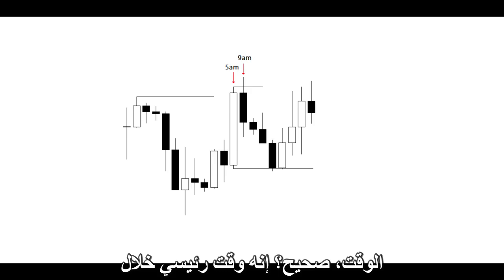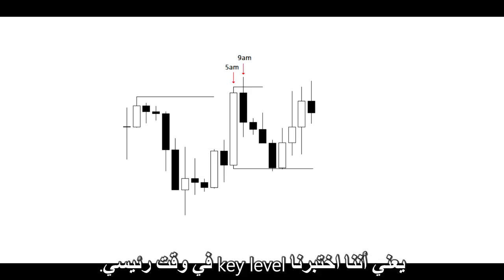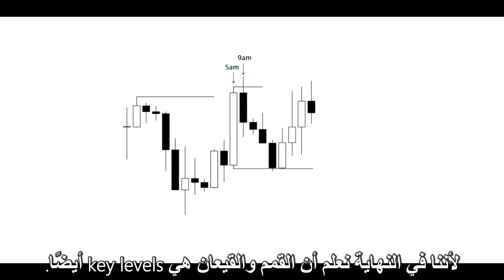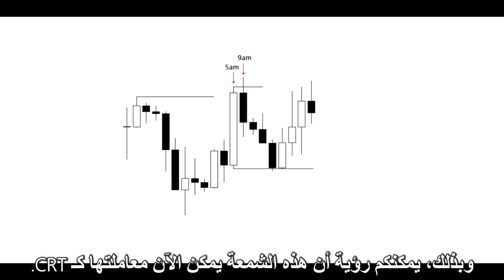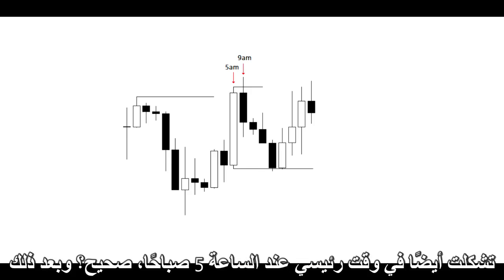It's a key time during the day. And that also means that we tested a key level at a key time, because after all, we know that highs and lows are key levels too. With that, you can see that this candle can now be treated as a CRT, right? And because it tested a key level, it also formed at a key time, right?